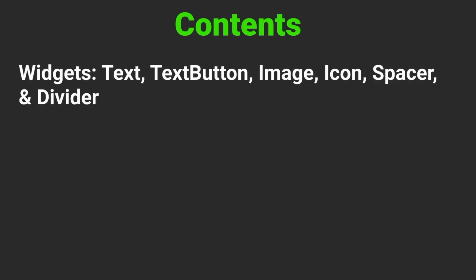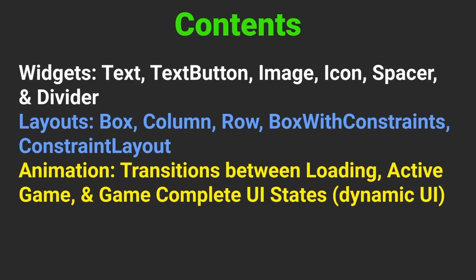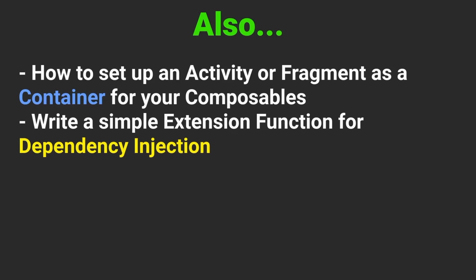This video is full of a ton of information, so please take a look at the timestamps in the description box below. Topics include basic widgets such as text, text button, image, icon, spacer, and divider. Layouts such as box, column, row, box with constraints, and my favorite, constraint layout. Simple transition animations to animate between a loading screen, active game, and a complete game. I also show you how to communicate with our presentation logic and our view model using function types and lambda expressions.